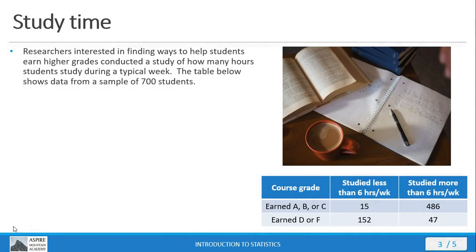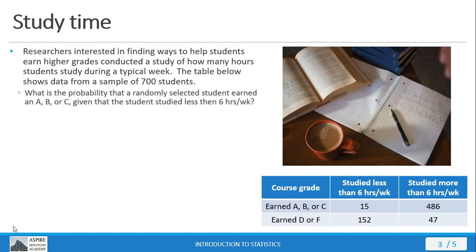Let's look at an example involving study time. Researchers interested in finding ways to help students earn higher grades conducted a study of how many hours students study during a typical week. The table below shows data from a sample of 700 students. Our first question is, what is the probability that a randomly selected student earned an A, B, or C given that the student studied less than 6 hours per week? Go ahead and pause the video, then come back after you've worked the problem and we'll see how well you did.